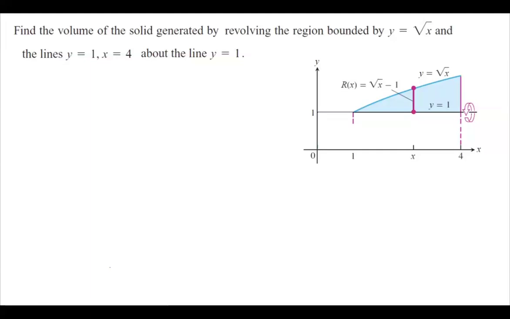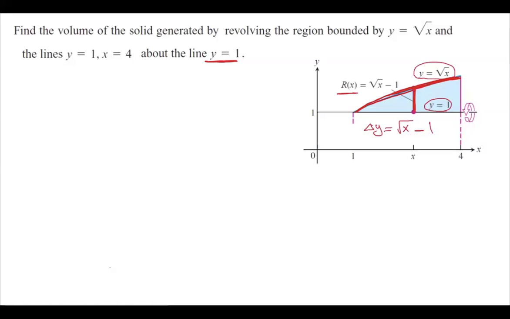So if we try to rotate this object around the line y equals 1, we are looking for the distance between the maximum y value and minimum y value. The maximum y value is located on the curve square root of x, and the minimum y value is located on y equals 1. So the difference between these two, the delta y, is square root of x minus 1, and this is your radius.